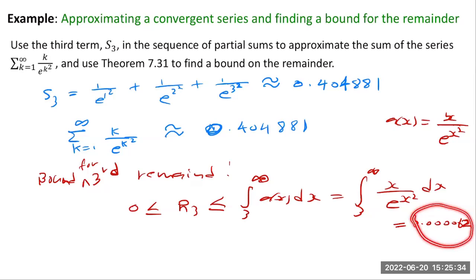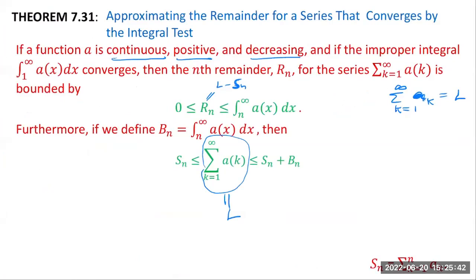This is an upper bound for the third remainder, and this is a lower bound. We are done with the example, but we can do one additional thing here. Remember, we have a second part for this theorem, right? Theorem 7.31. We found an upper bound and a lower bound, and the second part also tells you that the sum of the original series is between Sn and Sn plus Bn. Remember, Bn is nothing but this upper bound, whatever the upper bound you have here. Bn is this integral. But in this case, notice that our n is 3.